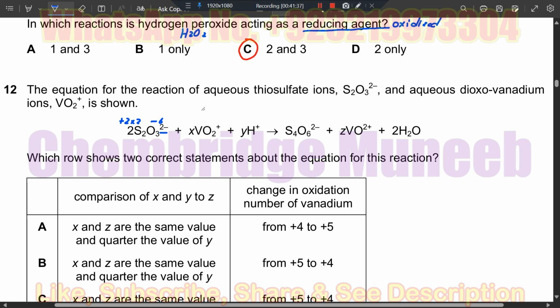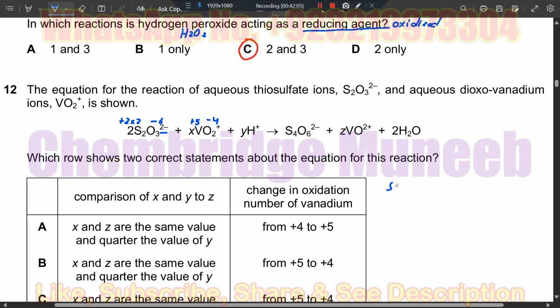Now VO2 plus. In this case, O2 will have -4 charge on it because there are 2 atoms of oxygen, and vanadium should give you +5. So +5 on one vanadium atom and -2 on one oxygen atom. And for S4O6 minus, we have to apply an equation to find the answer.